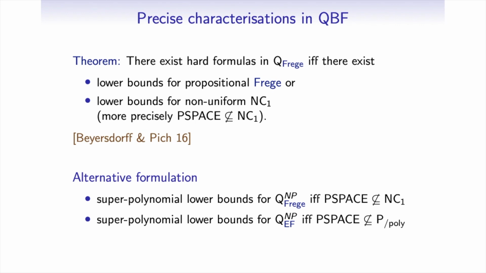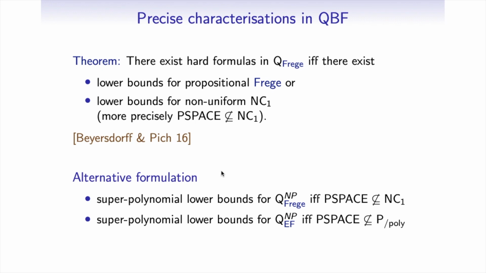itself, which is probably the major open problem in propositional proof complexity, or you have lower bounds for non-uniform NC1. So more precisely, PSPACE is not a subset of NC1. This is another major open problem in circuit complexity. So you see this unites propositional proof complexity, circuit complexity, and QBF proof complexity.